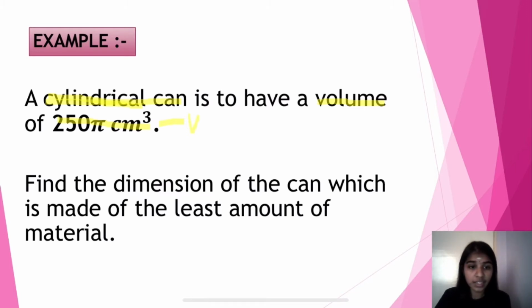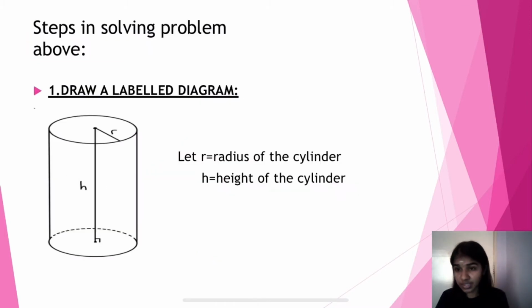Next, they say find the dimensions of the can which is made of the least amount of material. What can we identify from the word dimension? Dimension here actually indicates the area, so I label it with an A. And least here indicates that it's actually a minimum. That's why they use the word least. It's minimum. So come, let's look at the steps in solving this question.